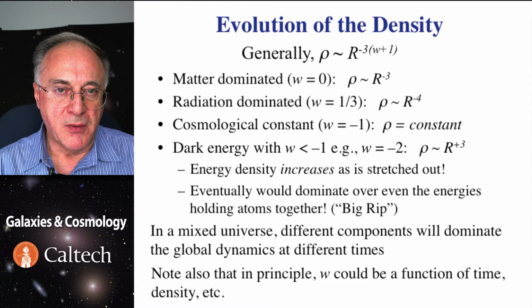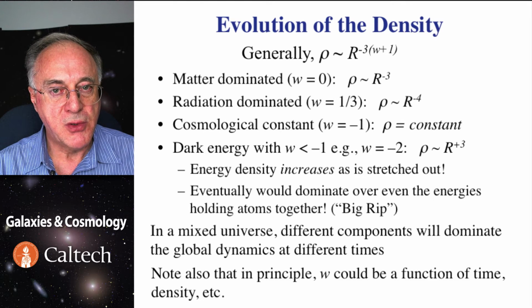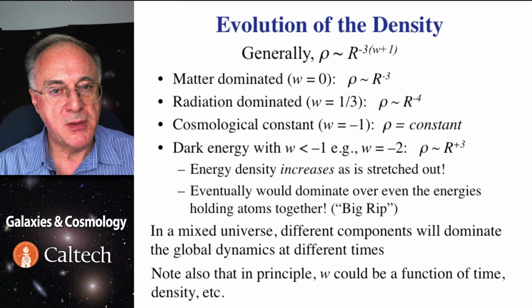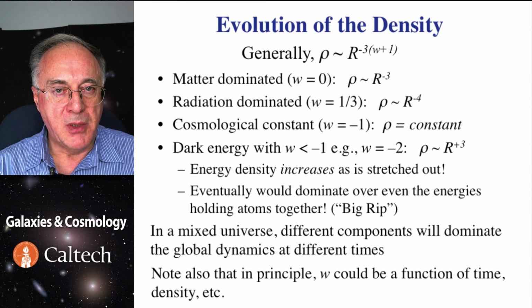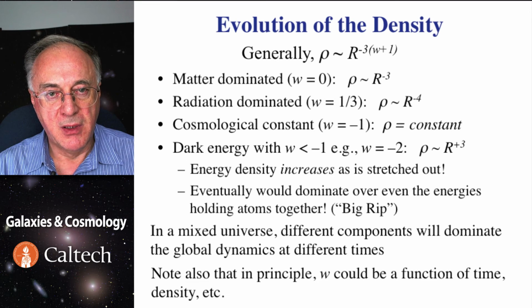In a realistic universe, there'll be a mixture of these components, and the expansion will change. At different times, different components will determine how the universe is expanding, because some of them decline in density faster than the others. Also, remember that we have assumed that w is constant, but it need not be. In itself, it can be changing as a function of time, but we have no theory whatsoever which could indicate why that would be and how.